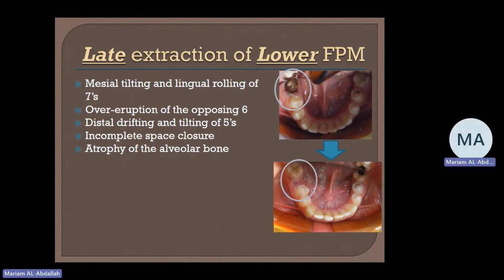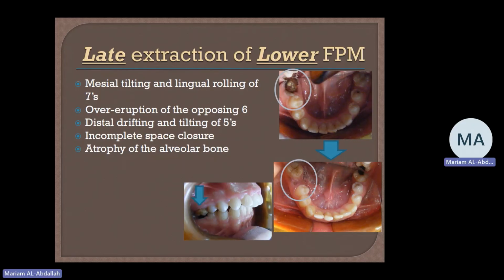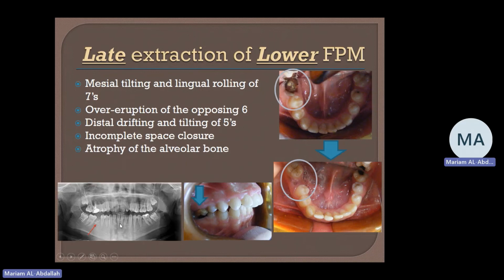So you can see here the 6 of poor prognosis, but this is the permanent dentition. Obviously, all permanent teeth have erupted. So you can see tilting and lingual rolling of the second molar. We can have over-eruption of the opposing 6, as you can see here, and atrophy of bone.